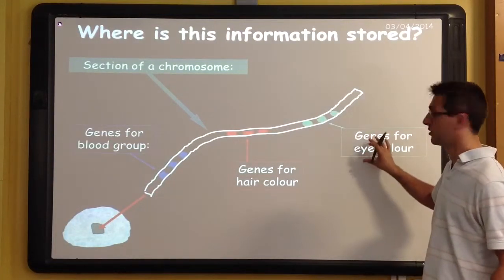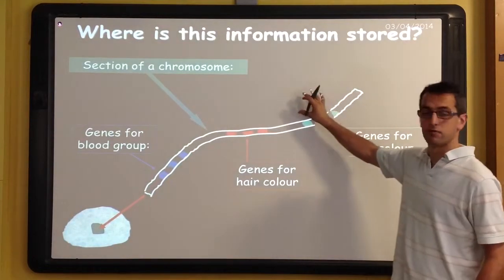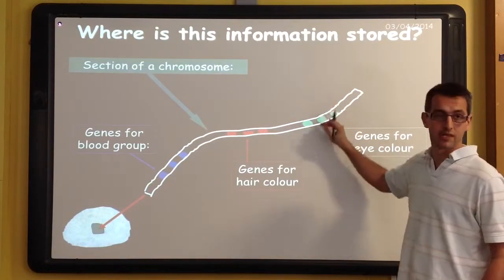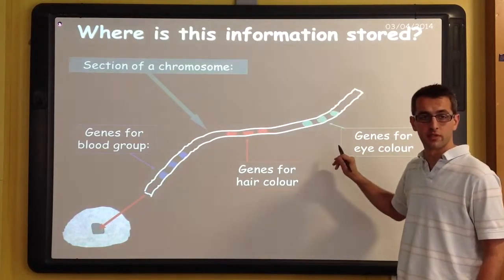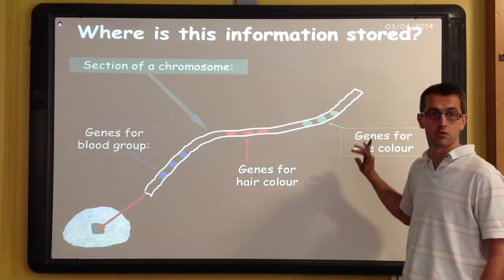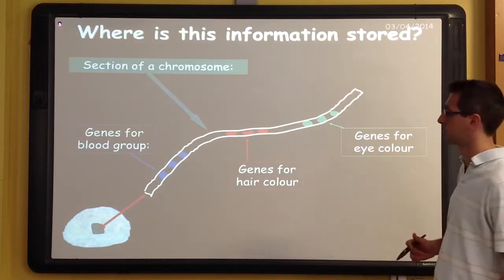Don't forget, you would have inherited genes for eye colour from mother, and then there'd be genes for eye colour from father. And as we'll come to see, one set may be stronger or more dominant than the other, and therefore that's the set of eye colour genes that you actually function with and have to see on the surface when you look at somebody.